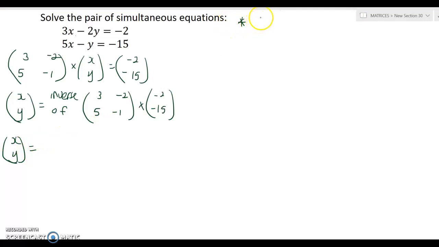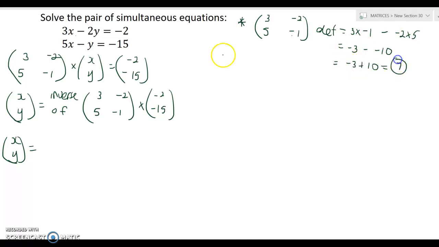So the determinant is 3 by minus 1 minus product of the second diagonal minus 2 by 5. So that will be minus 3 minus inverse. I could just do it right here one time. 1 over the determinant. And now I switch up the matrix. So the minus 1 and the 3 are going to switch. Minus 1 comes here, 3 comes here. And minus 2 becomes positive 2. And 5 is minus 5, right? And then we multiply by the minus 2 minus 15.